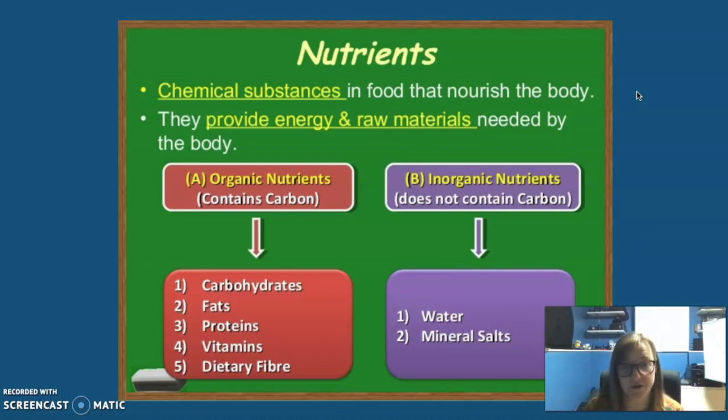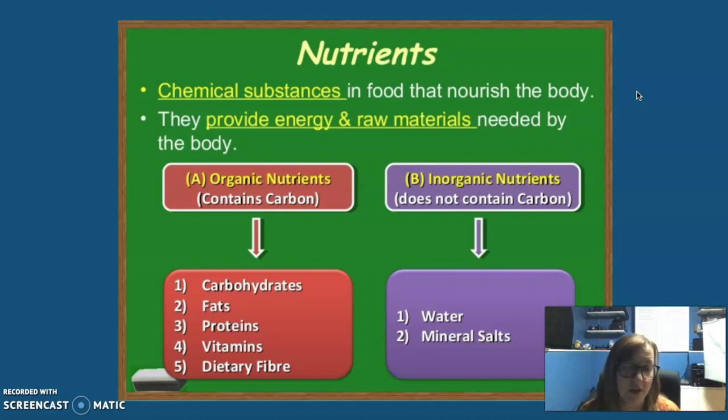In any nutrient, you're going to have a chemical substance that the body needs to survive and provides energy or raw materials. So the organic nutrients contain carbon and inorganic nutrients do not. Now, this is a little bit of a trick because you can have inorganic nutrients that contain carbon, but they don't contain chains of carbon. For example, carbon dioxide is not an organic substance, because there's just one carbon.